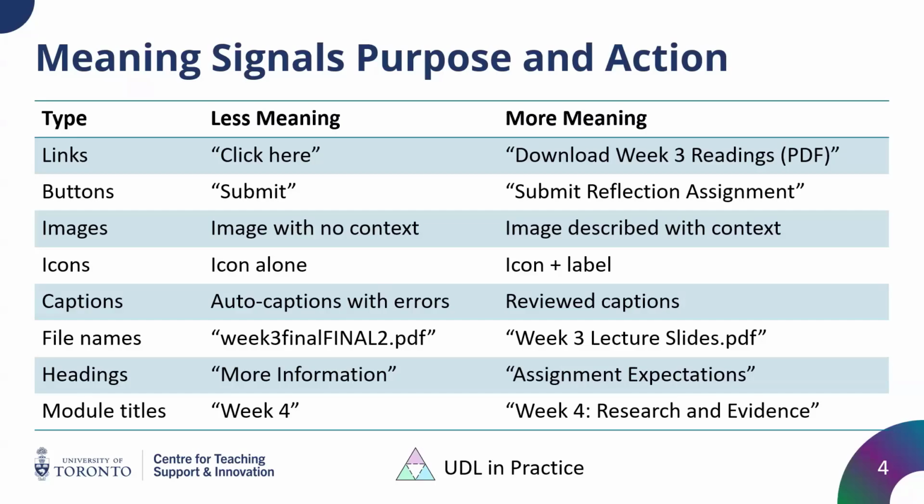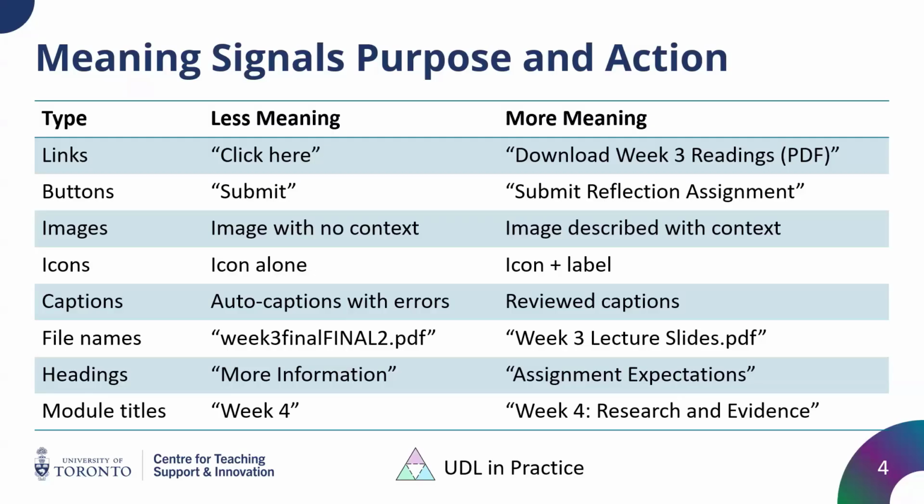Now, how many of us are guilty of having file names like week 3, final, final, 2, real final.pdf, right? For your users, they're not quite sure, is this really the final? You said final twice now. But if it just says week 3 lecture slides.pdf, they know when they're clicking on that, they're downloading the lecture slides. Same thing with things like headings. More information might be relevant, but maybe saying things like assignment expectations makes it very clear for the learner who's on the Quarkus assignment page that, oh, this part is about expectations. I need to pay attention to this.